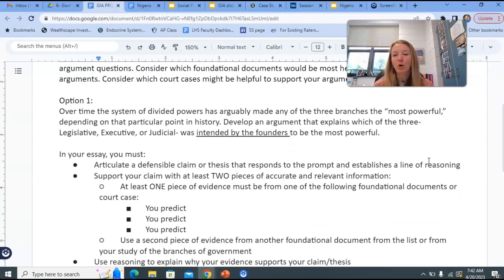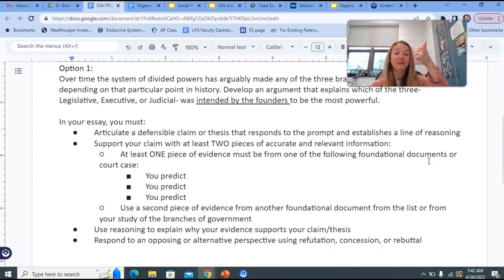Again, with all argumentative questions, you have to have a defensible claim or thesis that responds to the prompt with a line of reasoning. Yada, yada, yada, because, okay, you have to explain your opinion. You can't just pick a side. You have to say why that side is valid, okay?